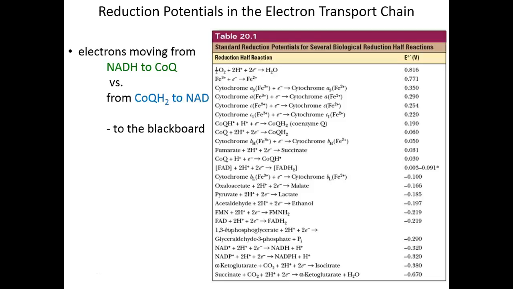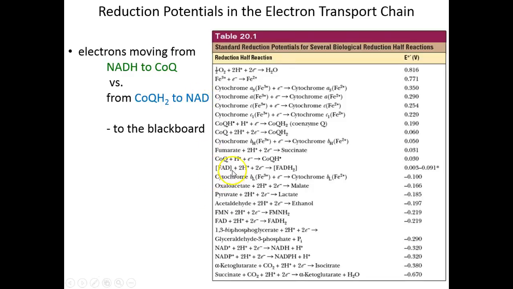And then I just remember my jingle. Positive delta E's give me negative delta G's. It looks to me like this is the favorable reaction. But I want to be sure. In the second example, it's CoQH2 that is being oxidized. NAD is receiving the electrons, and so it has been reduced.